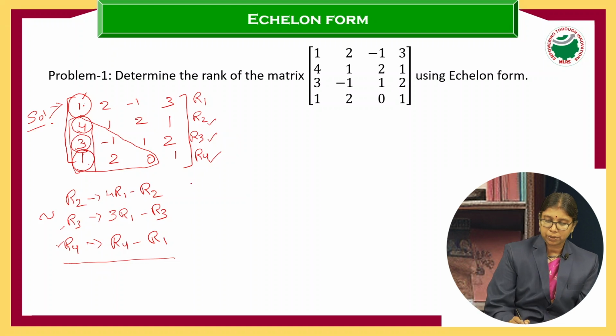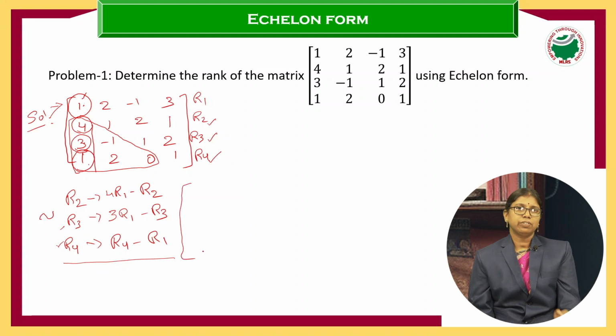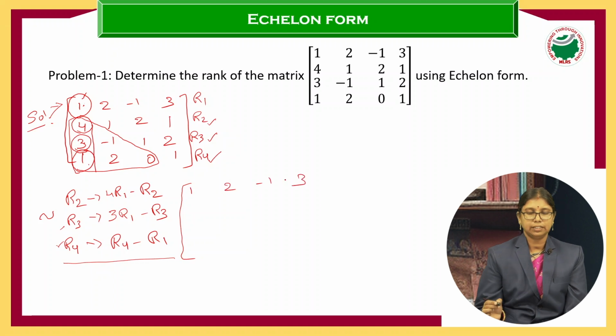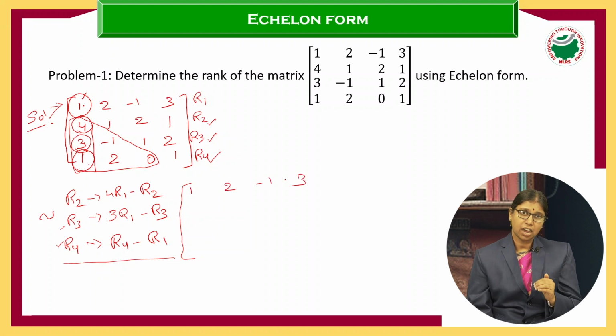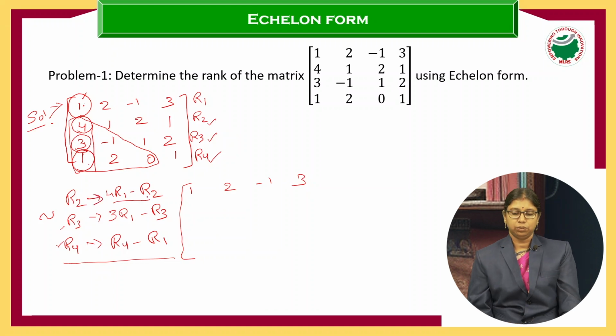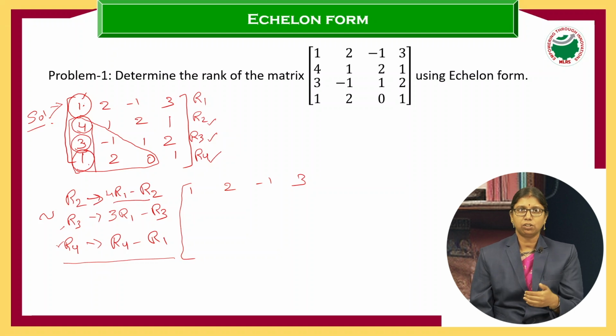Now apply the row operation. In this step, we are not changing the first row, so first write down the first row. Your first row is 1, 2, minus 1, 3. Now how are we changing R2? What is the row operation we are taking here? R2 becomes 4R1 minus R2. On rough work, until you get practice, you just write down the row calculations, then write down the final matrix.